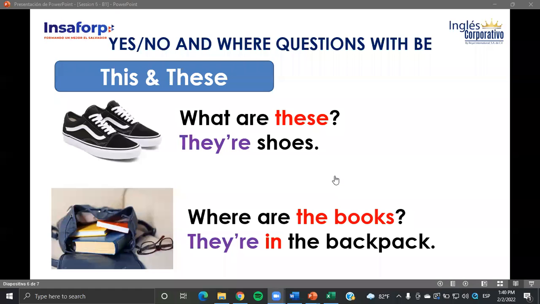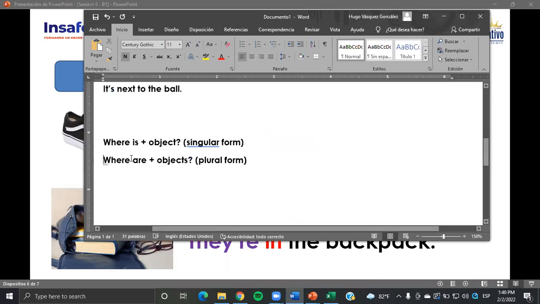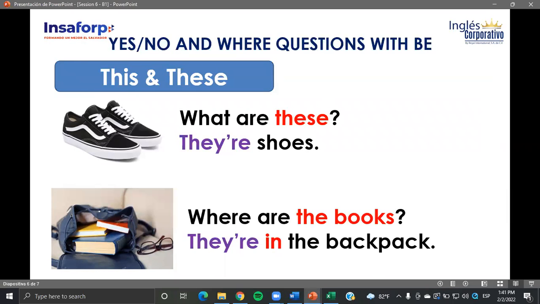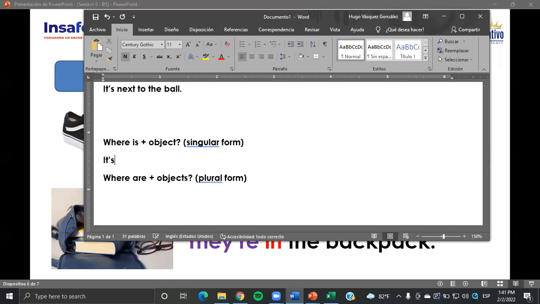As we saw yesterday, for the class I have: where are the books? We use are because we're asking for books, a plural. And we say, they are in the backpack, or the books are in the backpack. You can also say there. Where is plus the object if it is a singular form, or where are plus objects if it is a plural form. Okay?